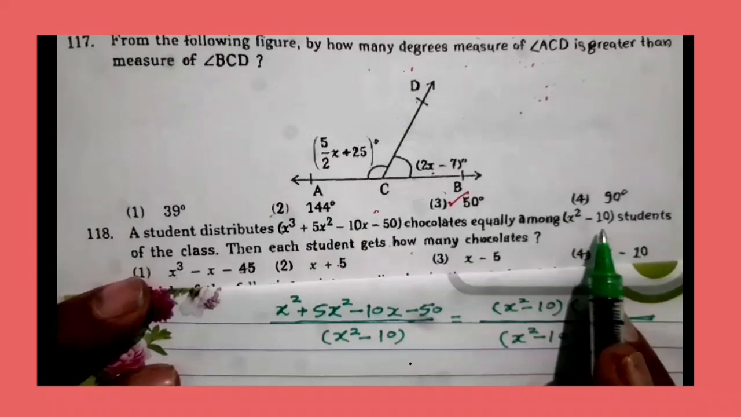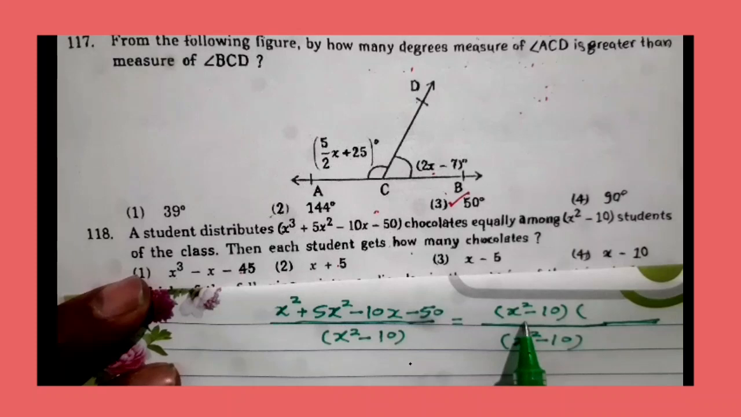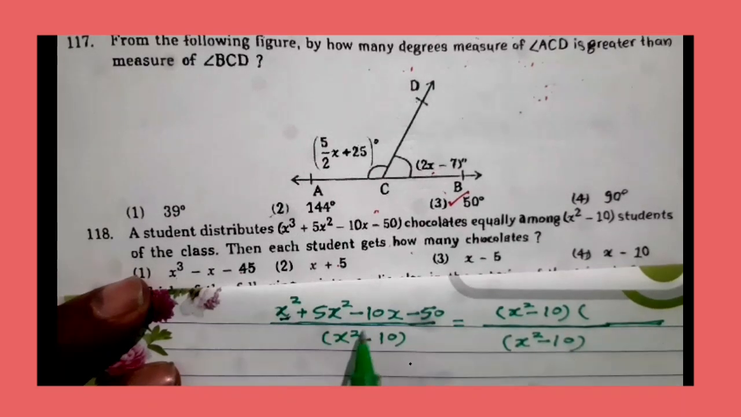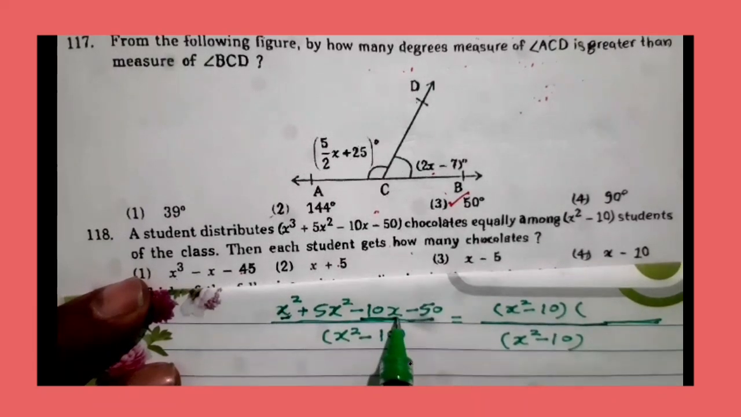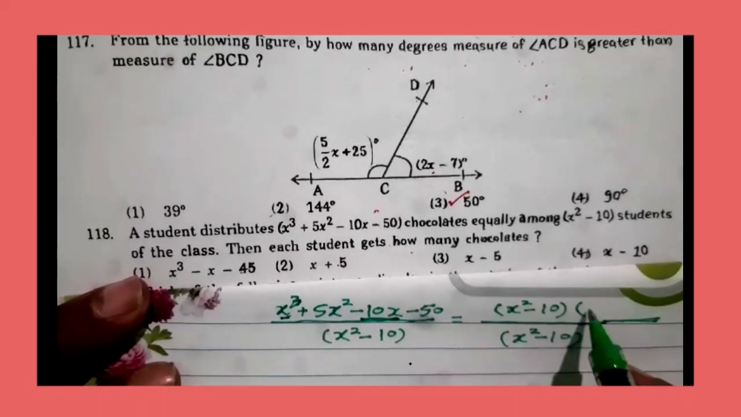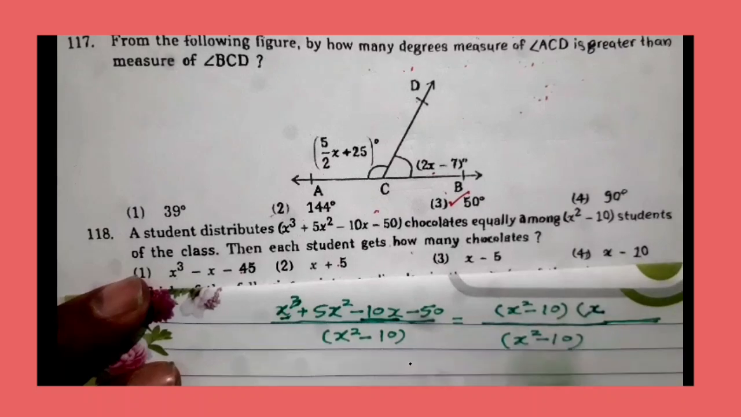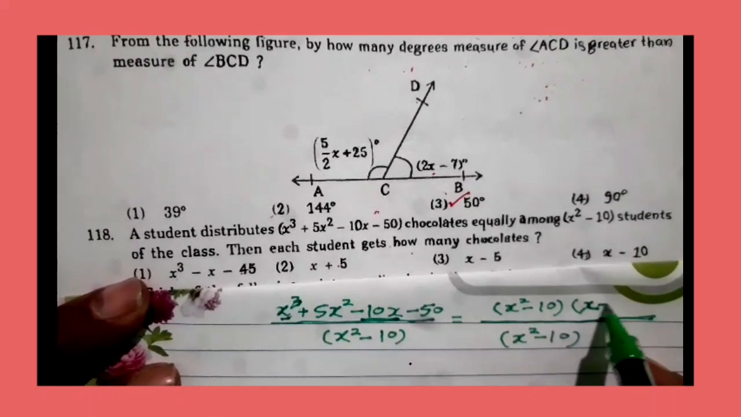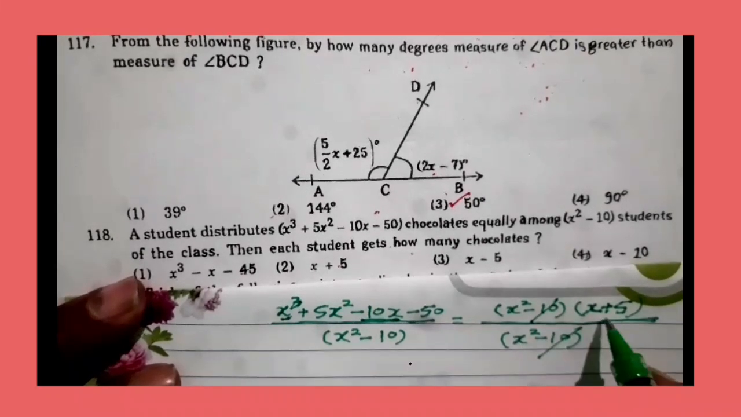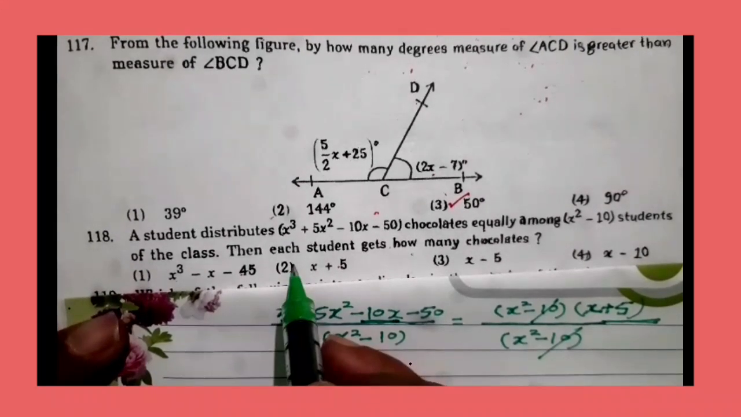This term is divided by this. This term is divided, so write it in the numerator. Now x square, and this is minus 10. That is, x is common, and 5x square. Here 5 plus 5. This cancels, so our answer is x plus 5.